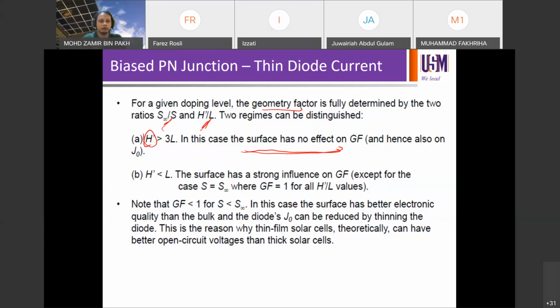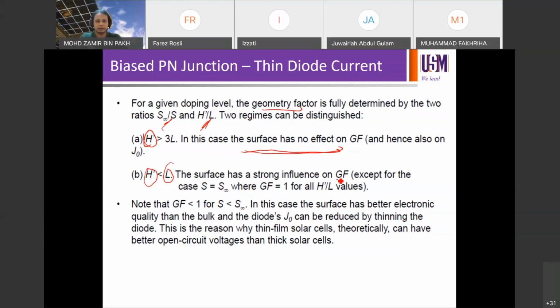On the other hand, if your quasi-neutral region is very thin, less than the diffusion length, which means the carriers can reach both surfaces during device operation, then the surfaces are very crucial in terms of the quality, the device physics and the approximation. So GF plays a bigger role. Okay, you can play with the equation.